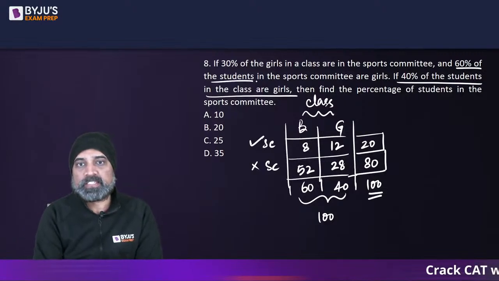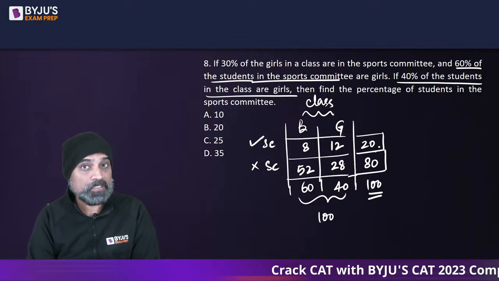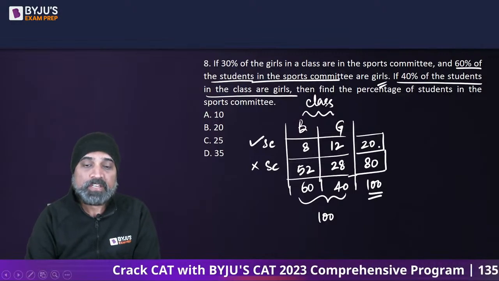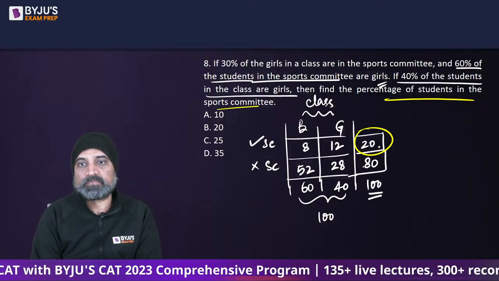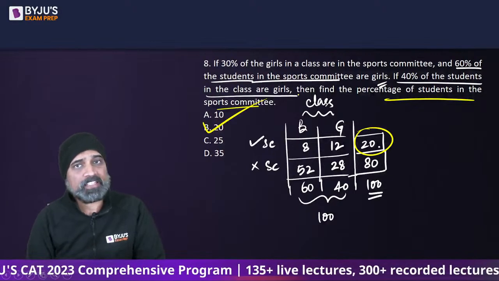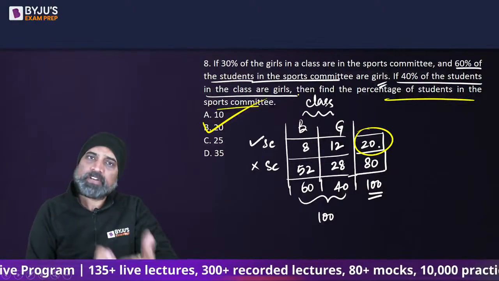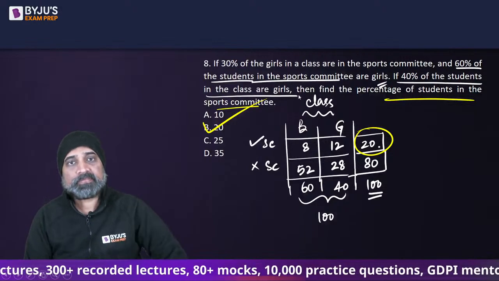60% of students in the sports committee. So in the sports committee, if there are total 20 people, then 60% of 20, which is 12, these are girls. Question asked is, find the percentage of students in this sports committee. 20. Since we have taken the base as 100, it's a very straightforward part. कि जो number दिख रहा है वही percentage हो जाएगा. Right?